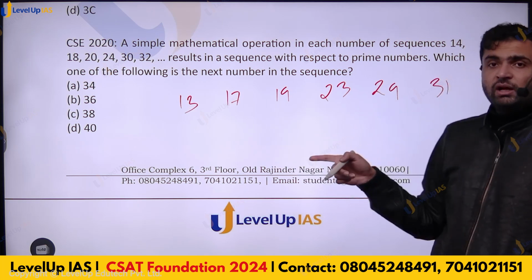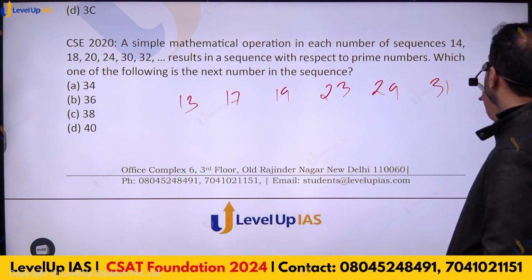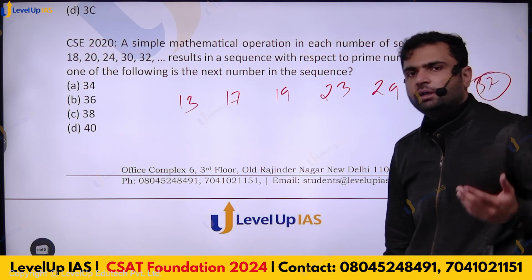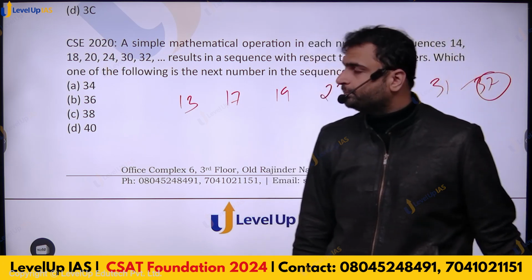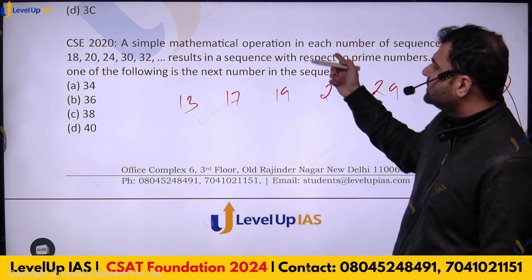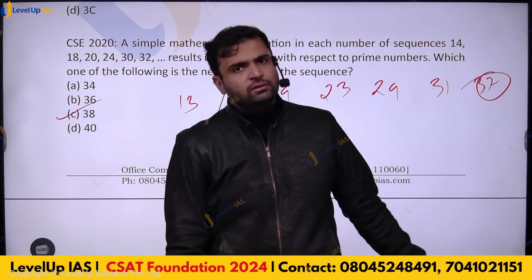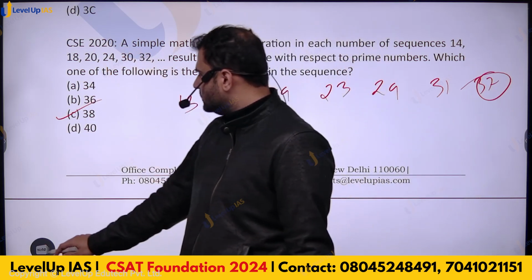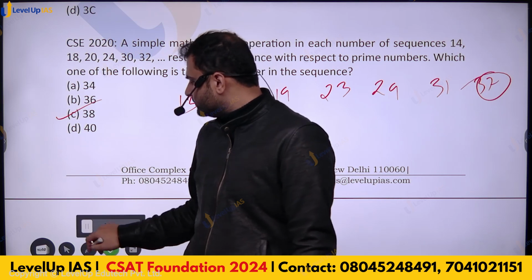Which is the next prime number after 31? It is 37. Correct? We should know all the prime numbers from 1 to 100 by heart. So 37 is the next prime number. So what is going to be the original number in the sequence? 37 plus 1, because we arrived at this sequence after subtracting 1 from that sequence. Answer here is C. Simple.